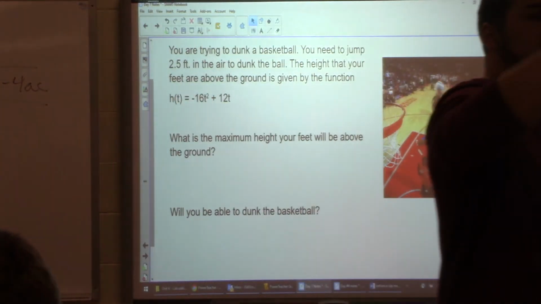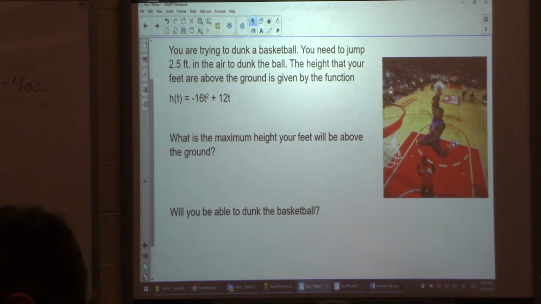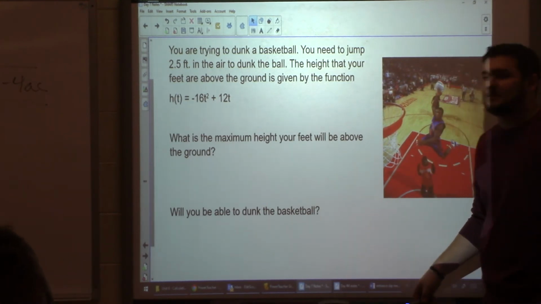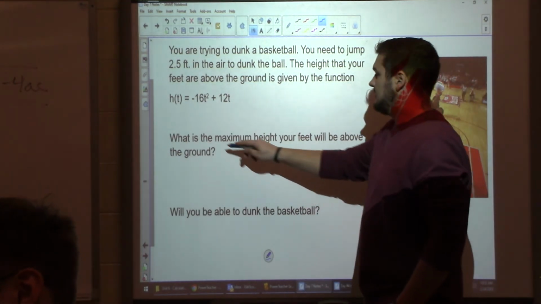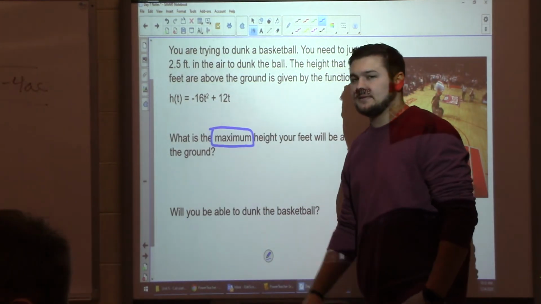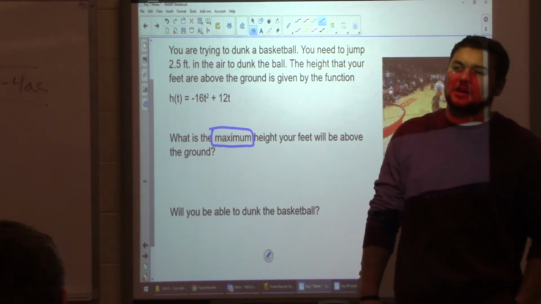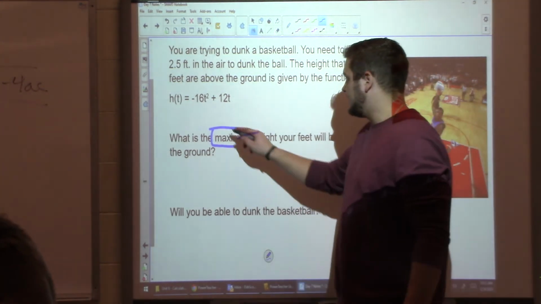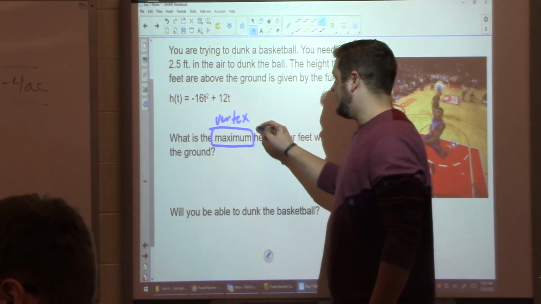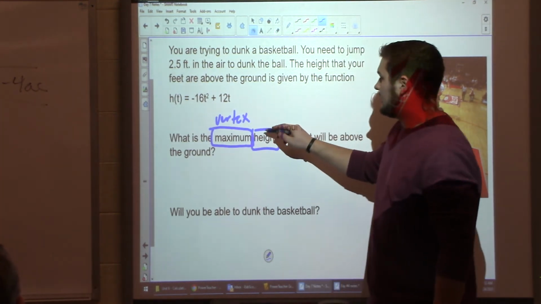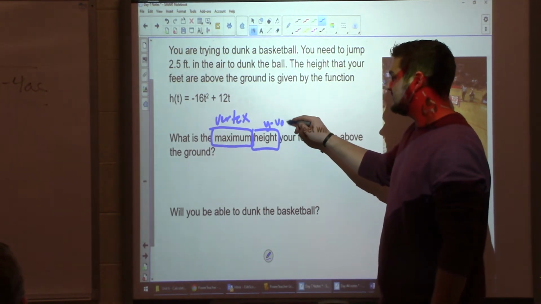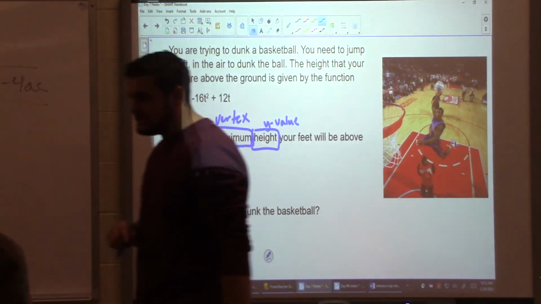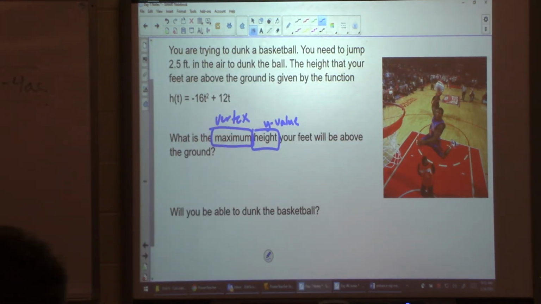Okay? So, he's trying to dunk, right? We need to find out his maximum height his feet will be above the ground. We'll break down that process for a second. Maximum, guys, up here. Maximum tells me I'm looking at the what? The vertex. Okay? I want to know his height, which tells me I'm looking for an x or y value. Y value. Right, so I want the y value at the vertex. Well, to find the y value, I need to find the x value first.